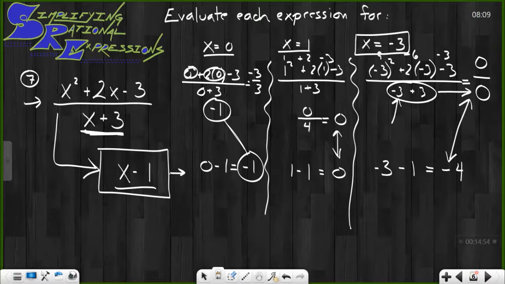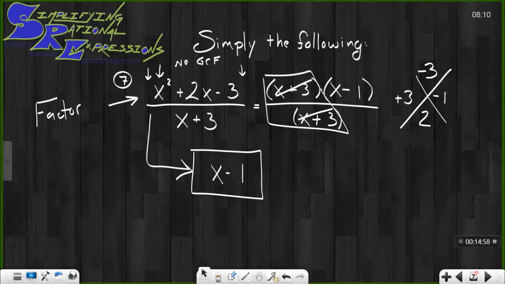And therefore, I have to change the way I write my final answer here. When I come back to my work here and I see that x squared plus 2x minus 3 over x plus 3 reduces down to x minus 1, I have to say it reduces to x minus 1 provided that x does not equal what it can't equal. So we would say x cannot equal negative 3. I would specify that that is the condition upon which that would be met.